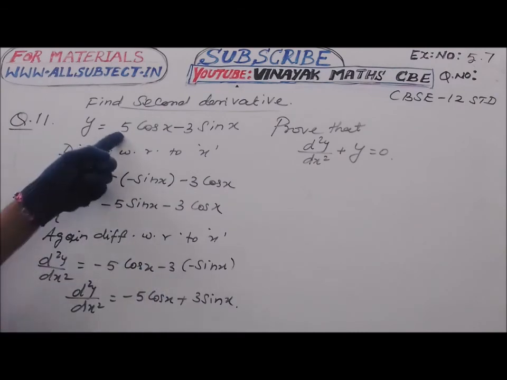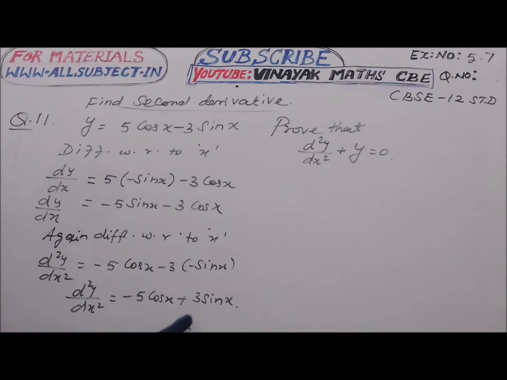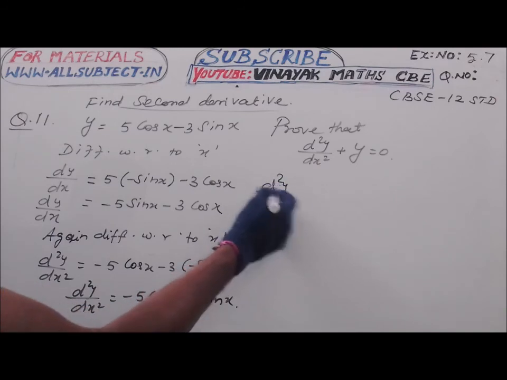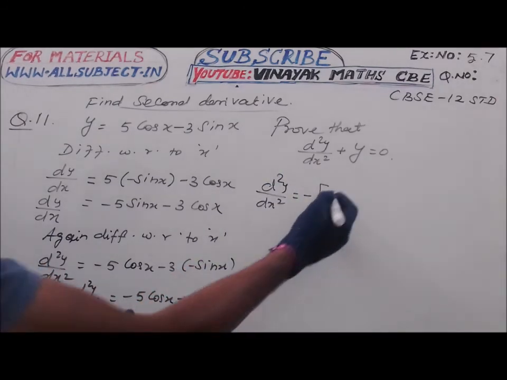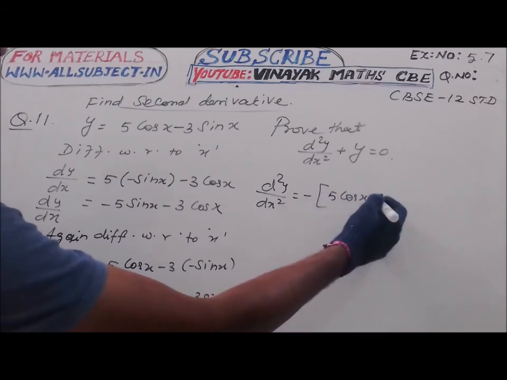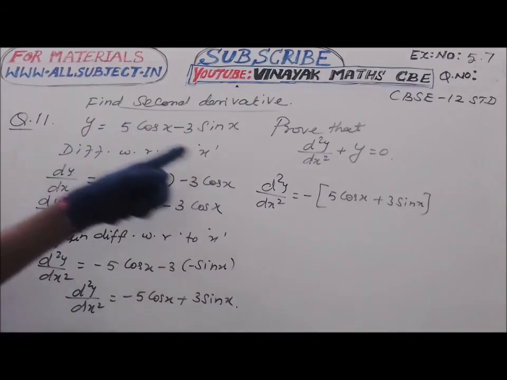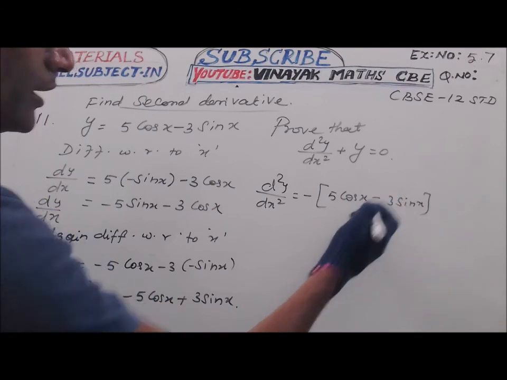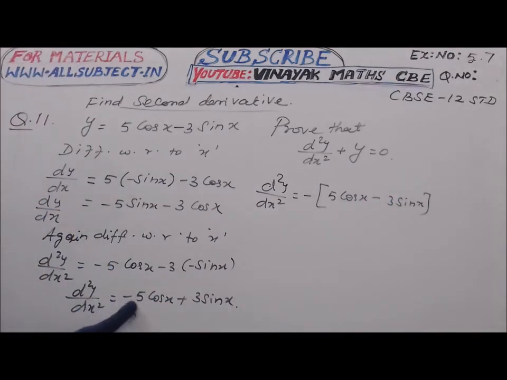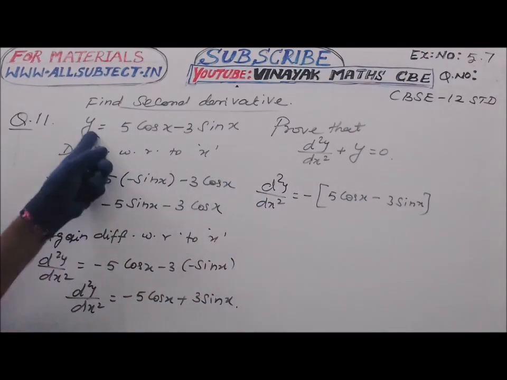Look at the problem here. It is 5 cos x minus 3 sin x. Here we have minus 5 cos x plus 3 sin x. Taking minus as common, d square y by dx square equal to minus of (5 cos x plus 3 sin x). Substituting 5 cos x minus 3 sin x, because minus is taken out, the first term becomes plus, the second term becomes minus. Now 5 cos x minus 3 sin x is y.